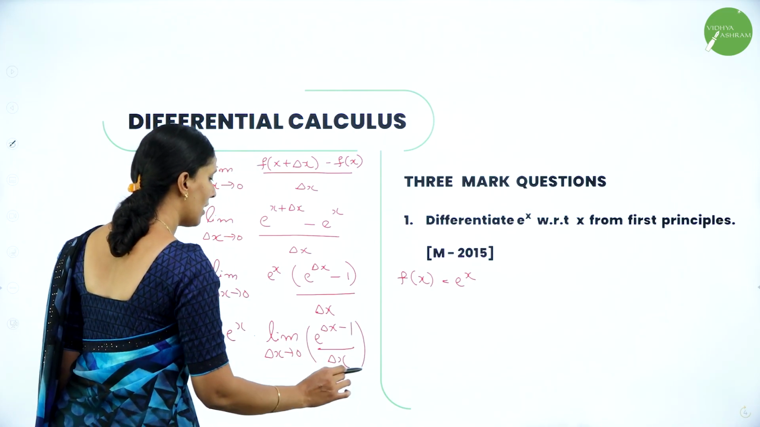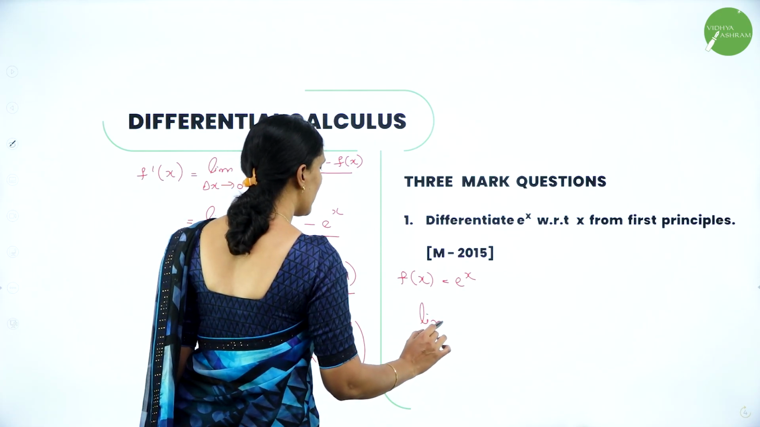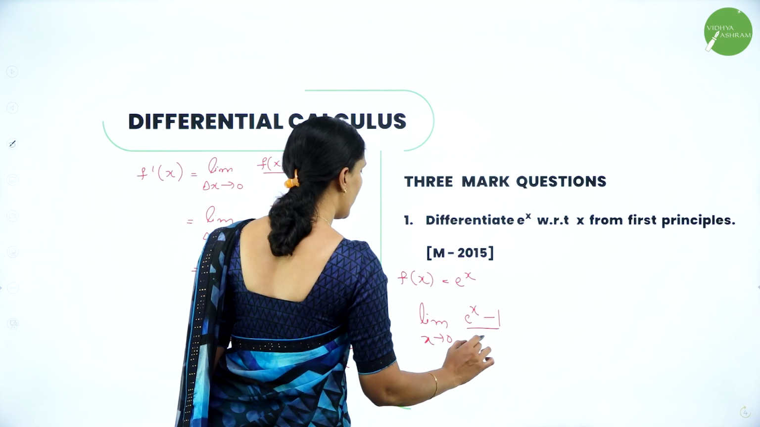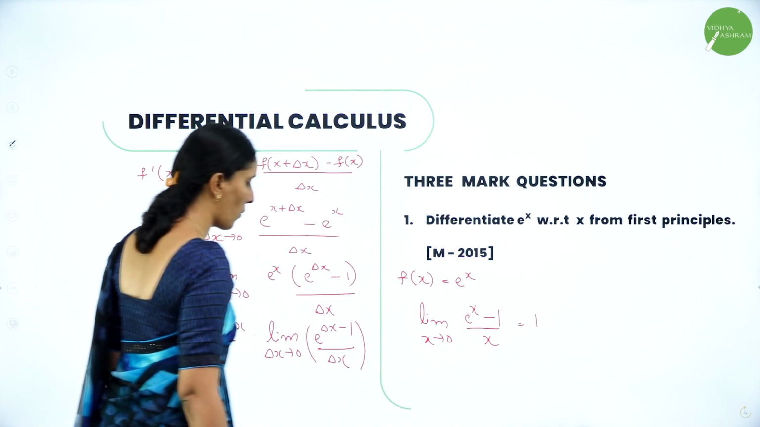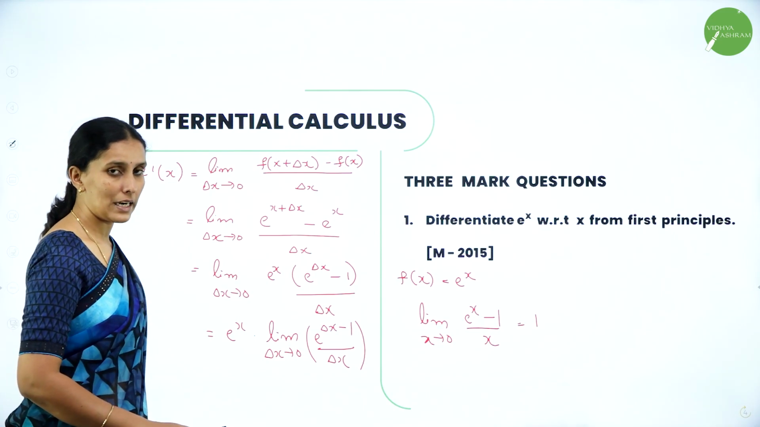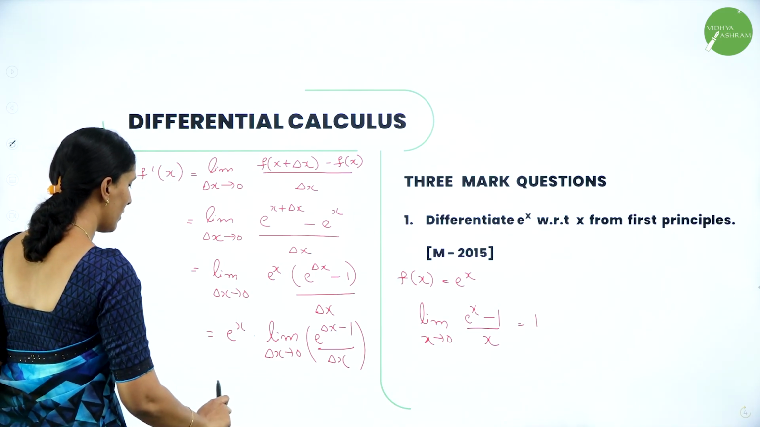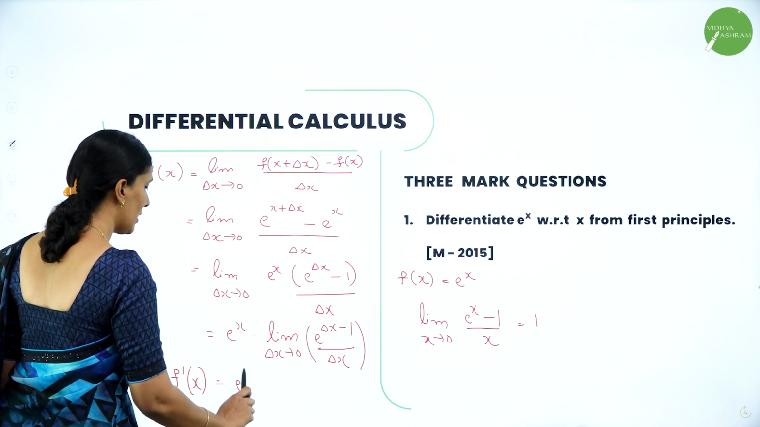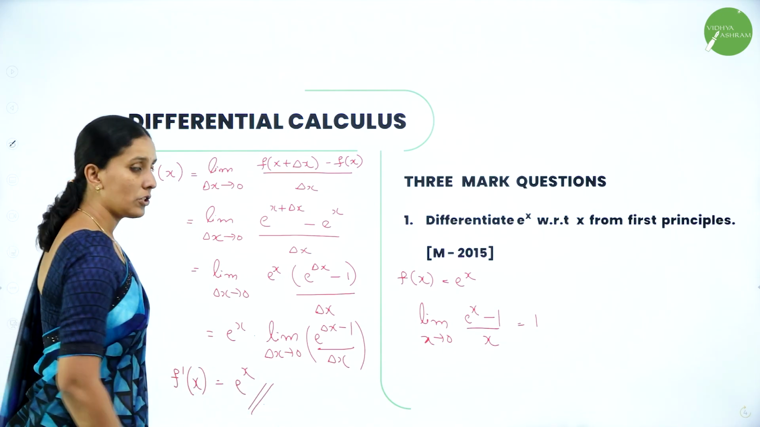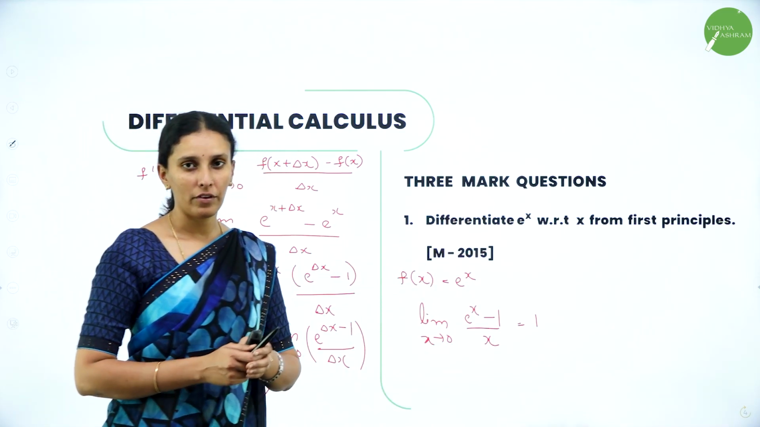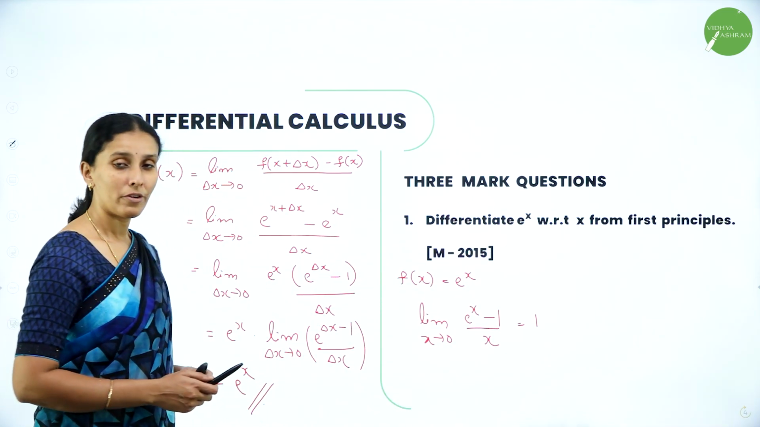So this is the standard limit in the form limit x tends to 0, e power x minus 1 by x whose value is taken as 1. So this complete value after applying the limit as delta x close to 0 will become 1. So therefore the derivative or f dash of x will be e power x. So this shows that the differential or the derivative of the function e power x is e power x only.